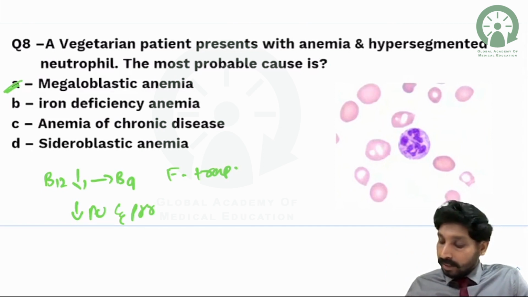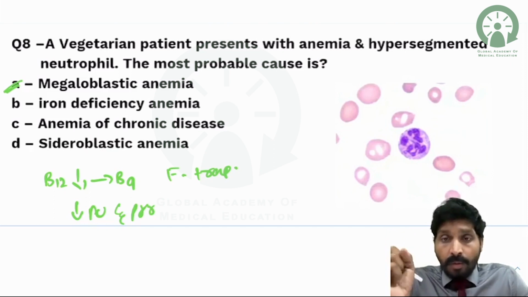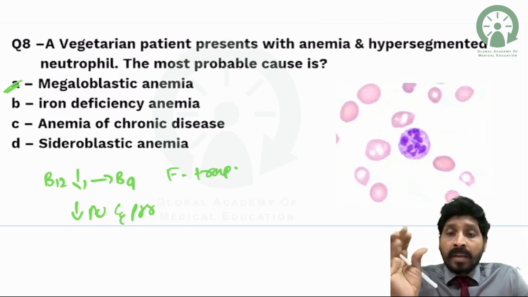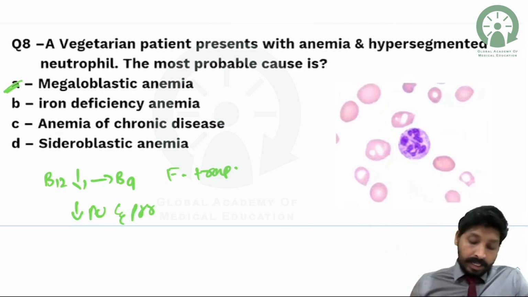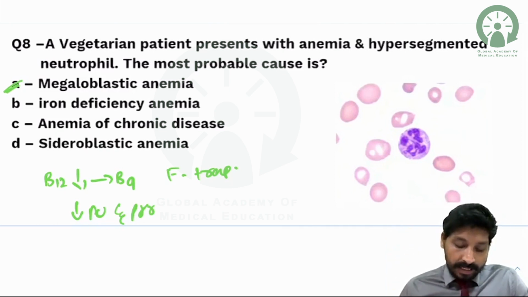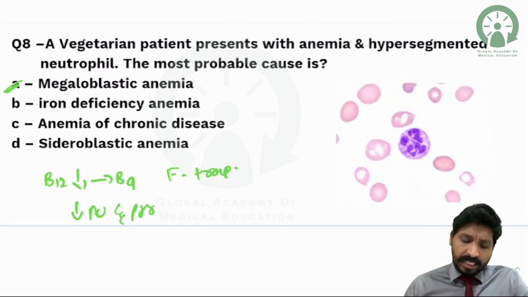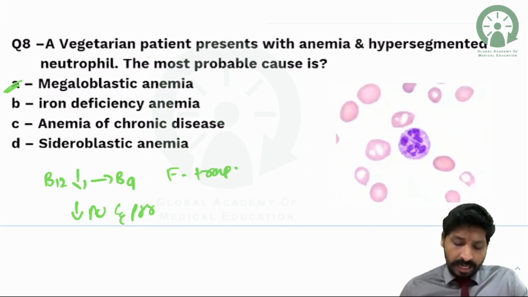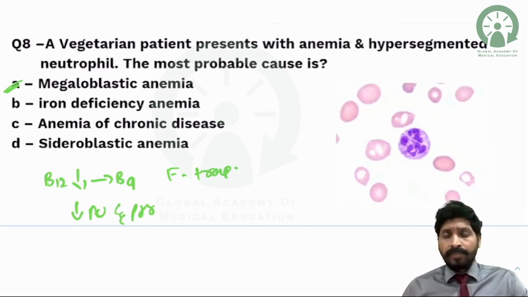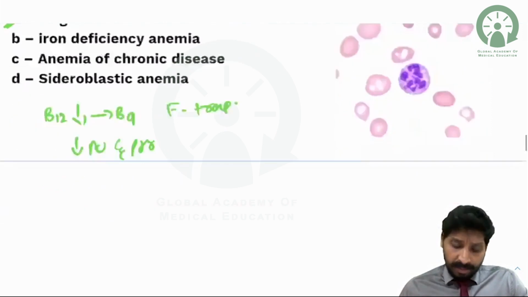So that is the reason we have got multi-lobes in the neutrophils. So it is a clear-cut case of megaloblastic anemia. So it is not a case of iron deficiency anemia or sideroblastic anemia because of again excessive iron overload, and anemia of chronic disease where the iron absorption will be deficient.